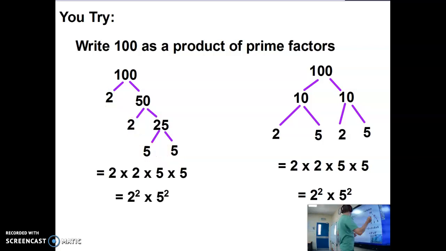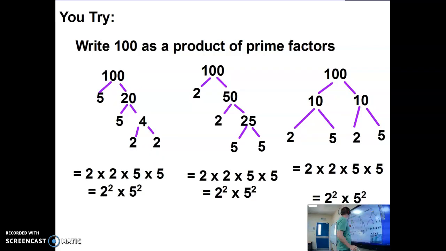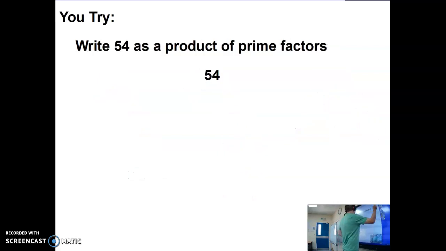And in fact, I could even have divided by 5 and 20 first. So many, many different ways to solve them. They all get you to the same answer. So don't worry if you think, oh, should I have started with that? Here's another one to try.